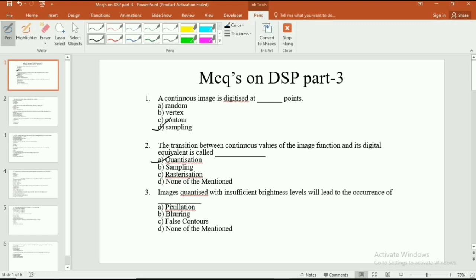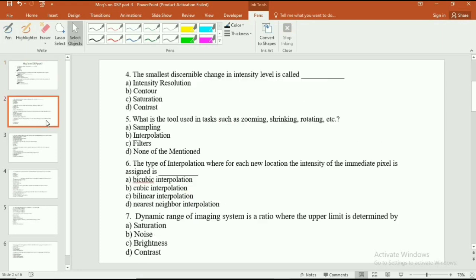Now question number 3: an image quantized with insufficient brightness levels will lead to the occurrence of dash. Options are option number A pixelation, option number B blurring, option number C false contours, and option number D none of the mentioned. And the answer is option number C, false contours.